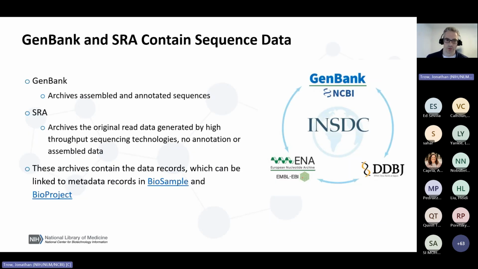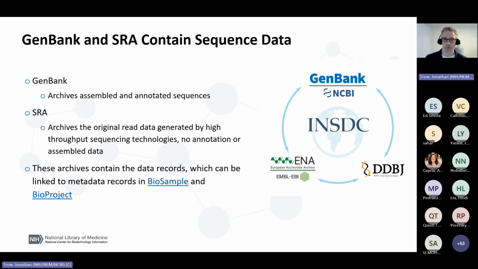We'll be talking largely today about Genbank and SRA, and Genbank and SRA contain sequence data. Specifically, Genbank is an archive of assembled and annotated sequences, and SRA archives the original read data generated by high-throughput sequencing technologies like Illumina or Oxford Nanopore. But importantly, SRA data has no annotation or assembly associated with it. So if you have reads to submit, that comes to SRA. If you have assembled data, that goes to Genbank.